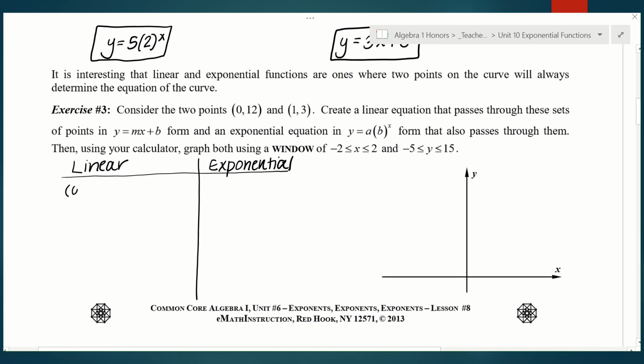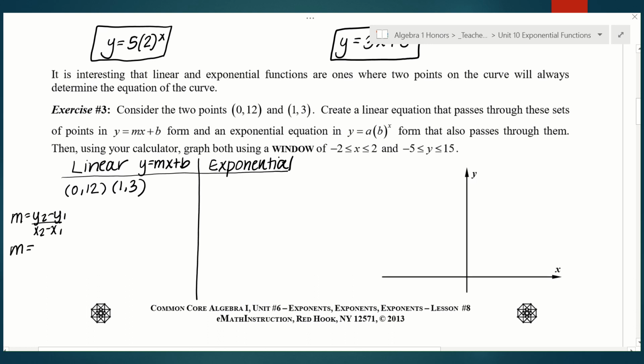Okay, so if we were doing a linear function, remember the two things I need for a linear function are my slope and y-intercept. In order to find the slope of the line that goes through those 2 points, I'm using my slope formula, y2 minus y1 over x2 minus x1.